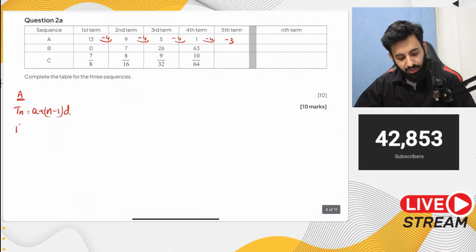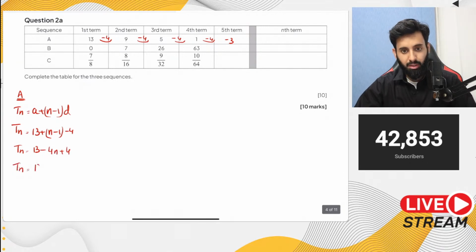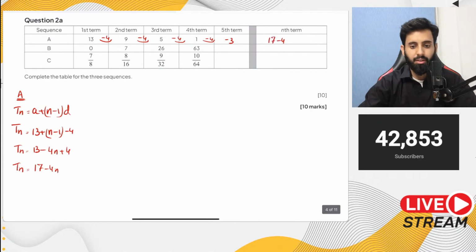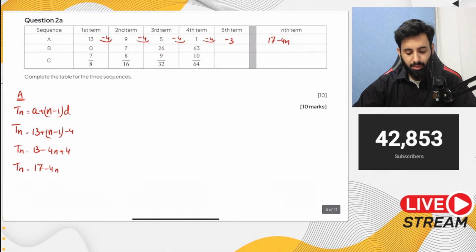So in this case, it's going to be a, which is 13, plus n minus 1 into the common difference, which is equal to minus 4. So tn is equal to 13 minus 4n plus 4. So that means tn is equal to 17 minus 4n. And there you go. 17 minus 4n is your nth term. Or minus 4n plus 17, doesn't matter how you write it.